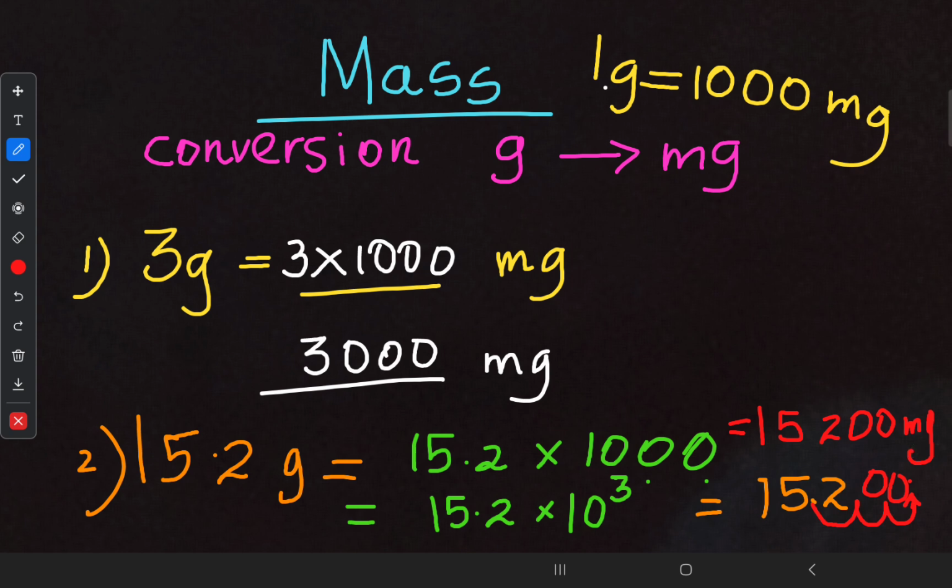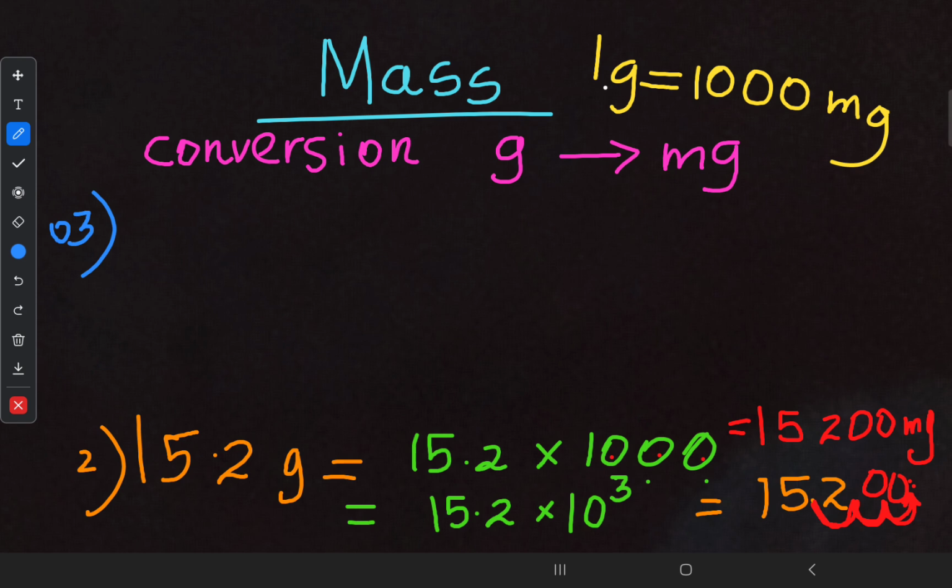That's the only thing. How do we multiply? 1000 can be represented as 10 to the power of 3. There are 3 zeros. While multiplying with powers of 10, the decimal should move the power number of digits rightwards. Here the power is 3, so 3 digits towards right: 1, 2, 3. But in between there are some empty blanks. We fill them up using 0 digits. So this will become 15,200 milligrams.